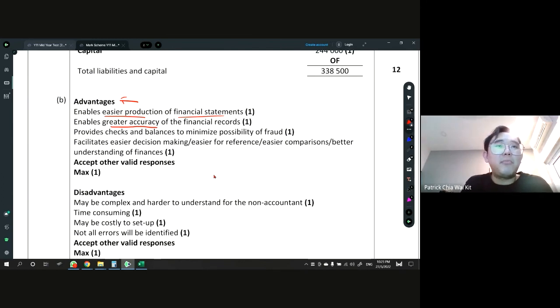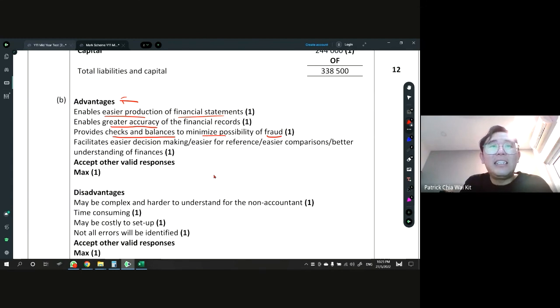And after that, provide checks and balances to minimize the possibility of fraud. Fraud means cheating, scamming, where anyone wants to cheat your money and changes your information and everything. So if you continuously do double entry, there's a check and balance here. So this will minimize it. You cannot prevent fraud, right? And even people will also make errors when they do recording. So many things.